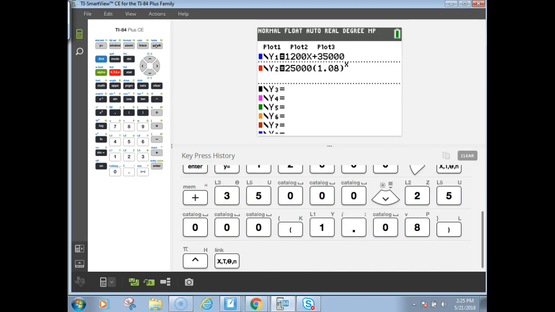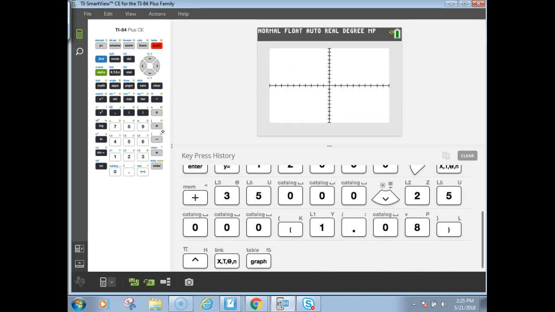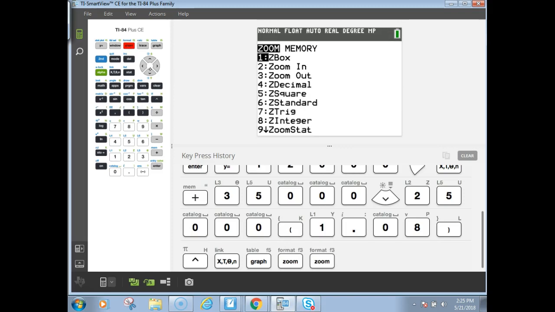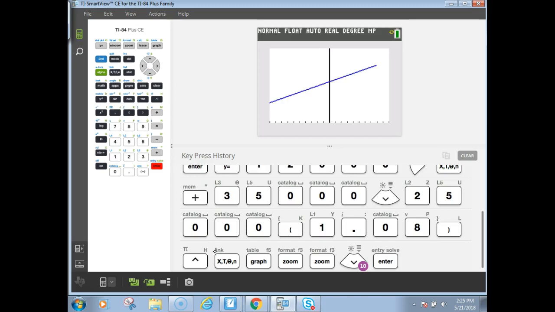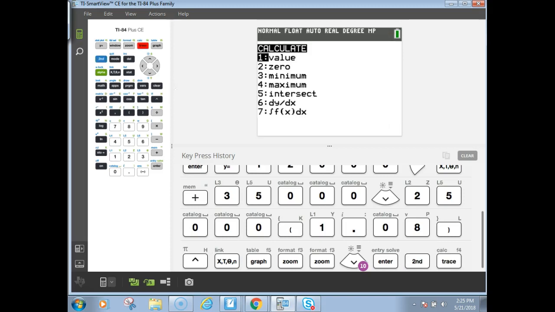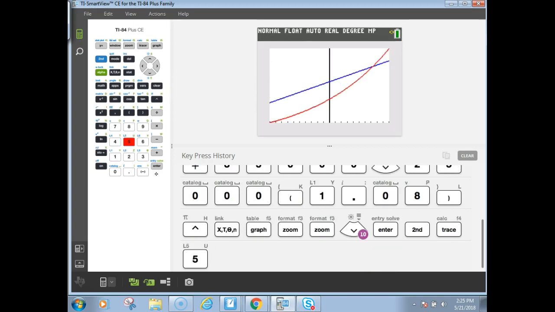Okay, now you're going to go to your graph, and you'll need to hit Zoom Fit. Uh-oh. I think my thing's going to freeze on me because, oh, nope, it didn't. Yay. That's way down here. Zoom Fit, enter. You'll be able to see what I just made for a sketch. All right, and then I would hit second, calculate, which is trace, intersect 5, enter, enter, and enter a third time.